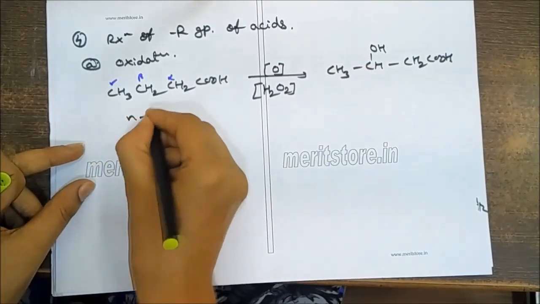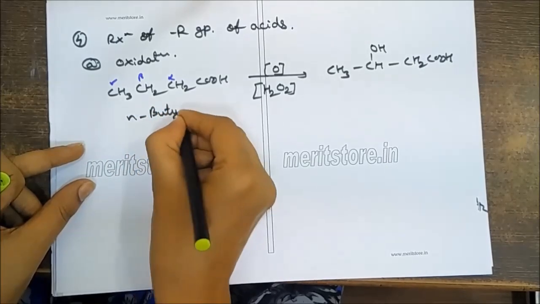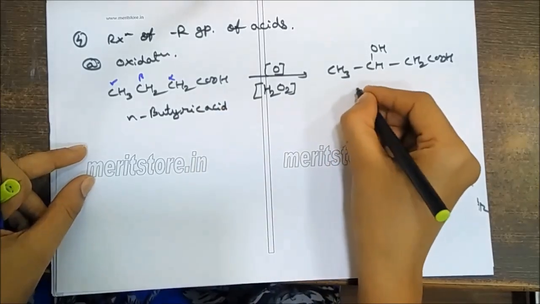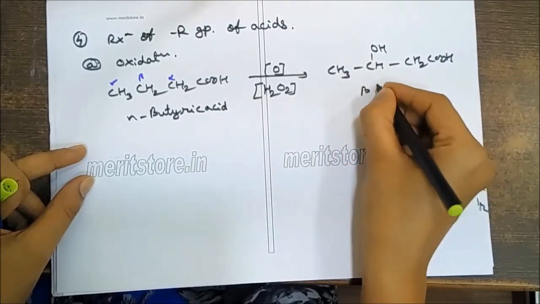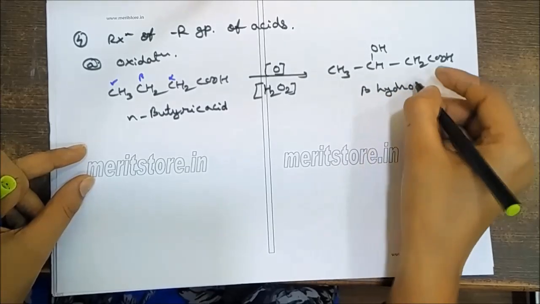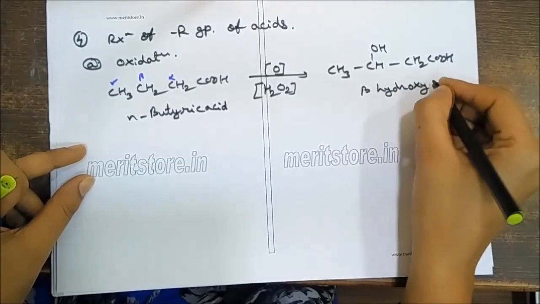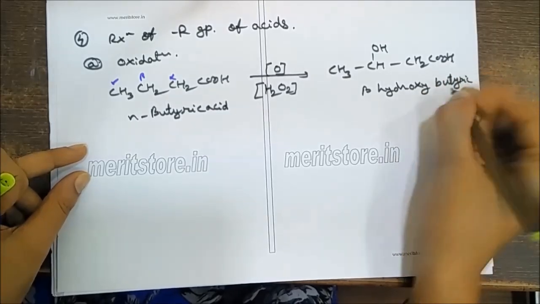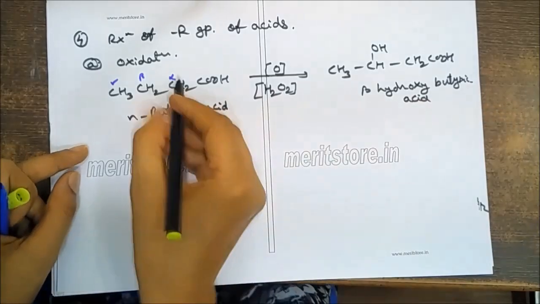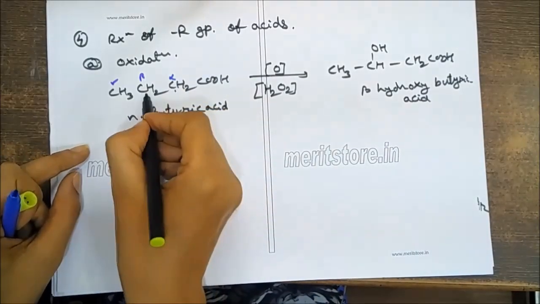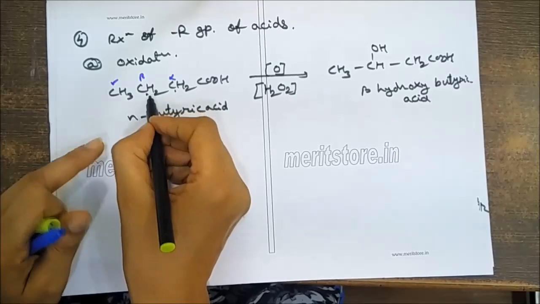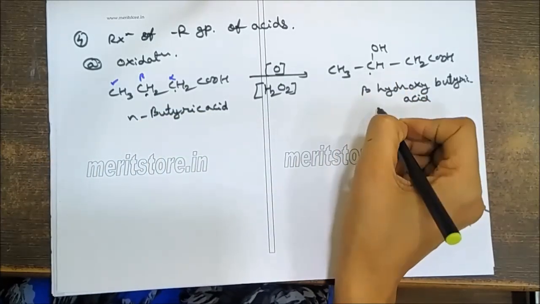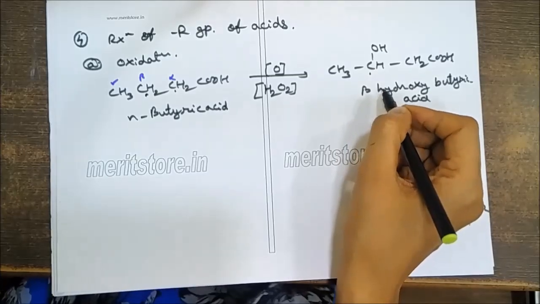This is our n-butyric acid and we'll get beta hydroxybutyric acid. See, this is our alpha carbon, this is our beta carbon. In this type of reaction only the beta carbon is oxidized. So we are getting beta hydroxybutyric acid.